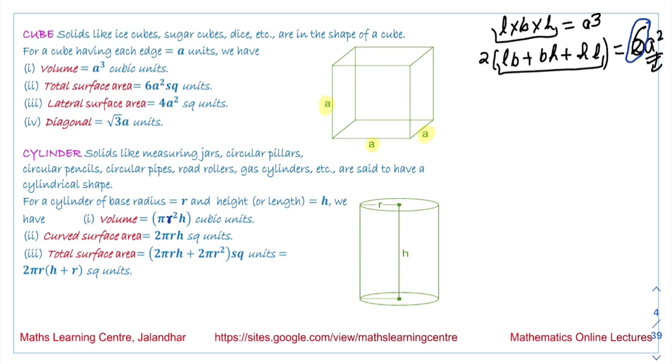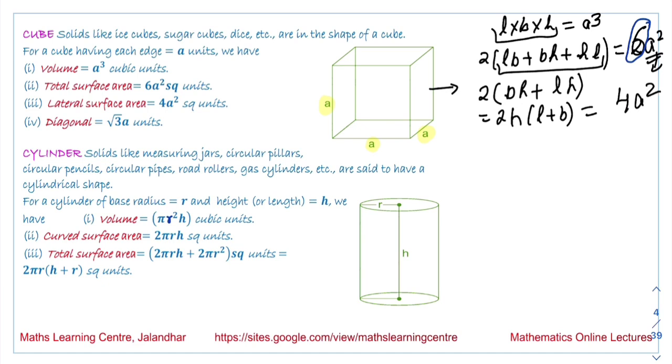Next is the lateral surface area. Lateral surface area means the area of the 4 walls. So the formula we have is 2 times breadth into height plus length into height, or we write it as 2 times height into length plus breadth. When we substitute this value, there are now a total of 4 faces. So the answer we get is 4 times A square.